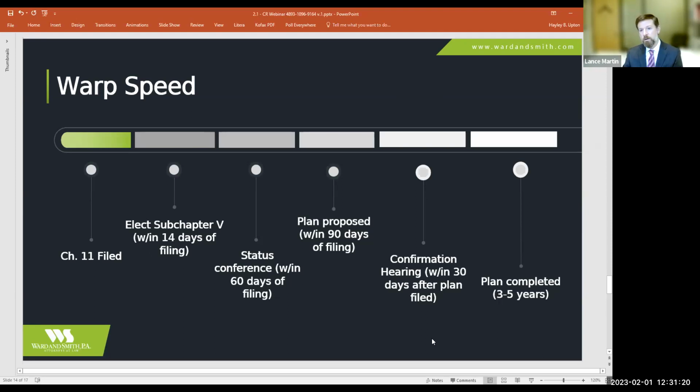In practice, what we are seeing is that cases are moving even faster than that. By way of example, over the last several months, we represented a creditor. The petition was filed on November 22nd, so right before Thanksgiving. They didn't even wait for the status conference to file their plan. They filed their plan on December 8th, so about 2.5 weeks later, and the confirmation hearing was scheduled for January 10th.